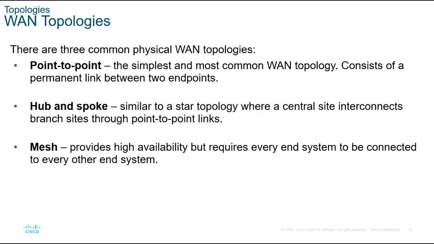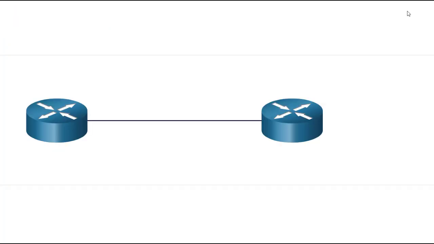Three common physical WAN topologies that wide area network or WAN devices typically use when interfacing with each other are point-to-point topologies, hub and spoke topologies, and mesh topologies. Shown here, the point-to-point physical WAN topology is the simplest and most common one, and is simply a permanent link between two endpoints. All frames on a point-to-point link can only travel between the two connected devices.